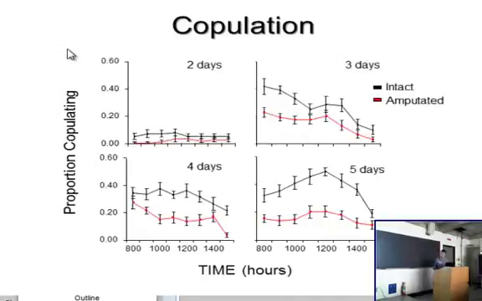So when you look at the actual age and hourly specific copulation rates, so again, here's the proportion of those males copulating over time, beginning at 8 a.m. and ending at 3 p.m., we see that the overall pattern remains intact, so the damage doesn't influence any of the circadian patterns, but it reduces the copulation success at every age and every time.